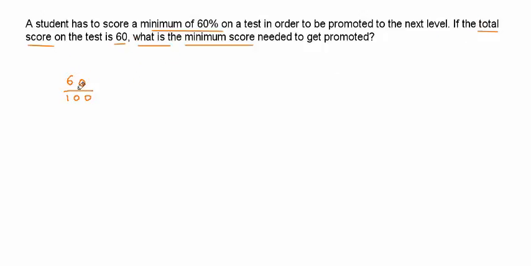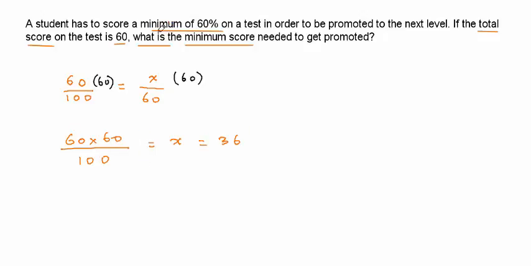So 60 out of a total of 100 is equivalent to how much, let's call that x again, out of a total score of 60. And therefore, to solve for x, we multiply both sides of the equation by 60. So we have 60 times 60 over 100 is equal to x, and that's nothing but 36. So a score of 36 out of a total of 60 is equivalent to 60%.